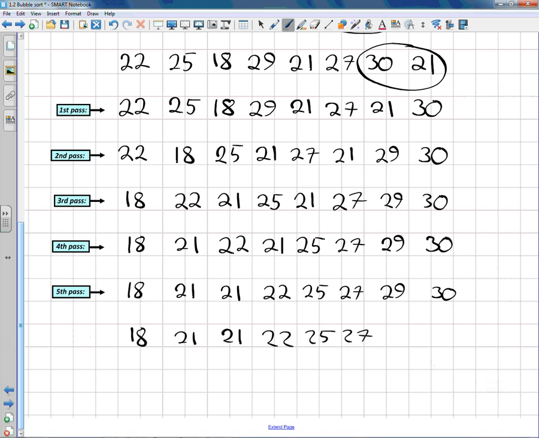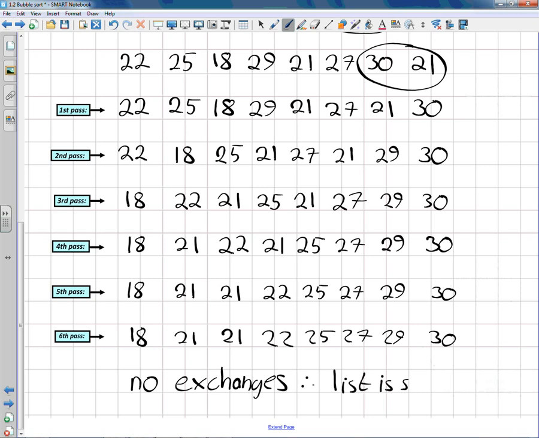Well, you could possibly swap the 21s around. I'd leave that up to you. But nothing changes. So on the 6th pass, there were no exchanges at all. Therefore, we now know that the list is sorted. So we need to put that: no exchanges, there's no swaps, use exchanges or swaps, something like that. Therefore, the list is sorted. Okay, you mustn't use your own human judgment. You must do that extra pass showing that there were no swaps at all.